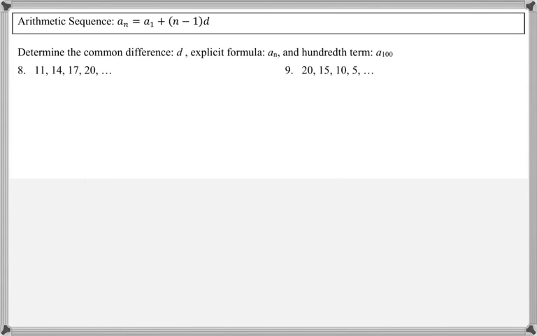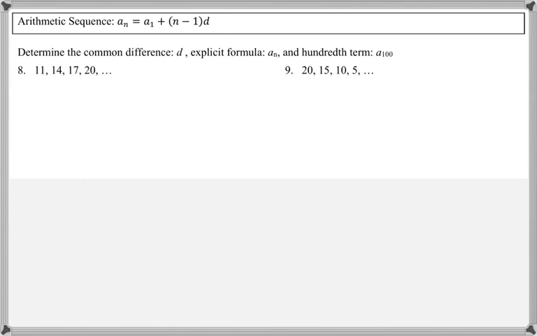In the box we have a formula which allows us to make explicit formulas for arithmetic sequences. So any term is equal to the first term plus we want to add the common difference n minus 1 times. Not n times, but 1 less than the index of the term that we're on.